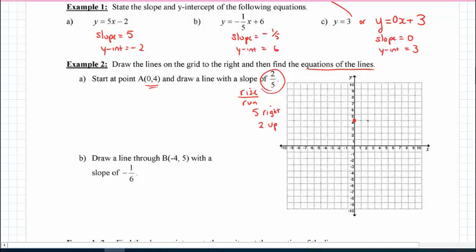5 to the right. 1, 2, 3, 4, 5. Every 2 you go up. Another dot there. 5 to the right. 2 go up. Another dot there. Connect them together. Bravo. There's your line for part A.